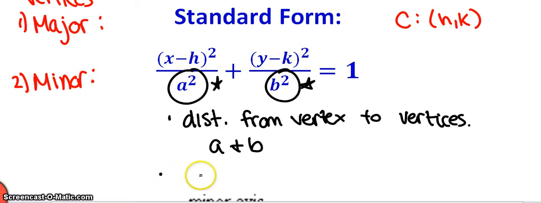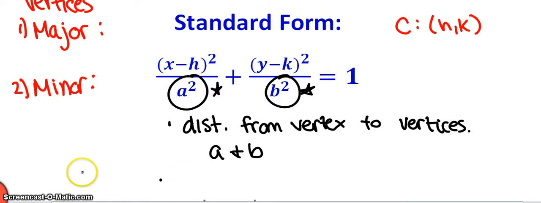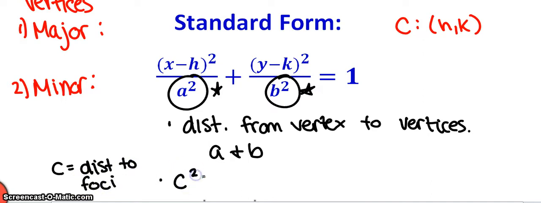We also need a way to figure out the distance to the foci. If we define the variable c as the distance to the foci, then the equation to find c is c squared equals a squared, which is the denominator here, minus b squared. Now I should point out, it doesn't matter where your a and b are. A always goes with the major axis and b always goes with the minor axis. So it depends on which one's larger. You want to subtract the smaller one from the larger one, so you never get a negative number, because we know you can't take the square root of a negative.